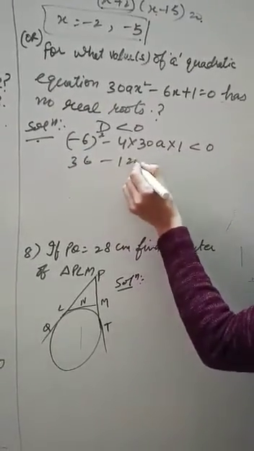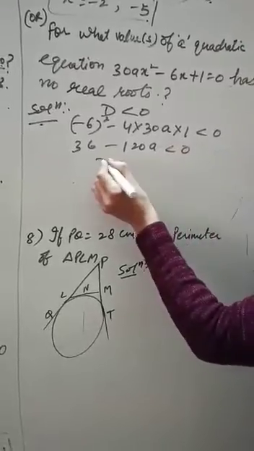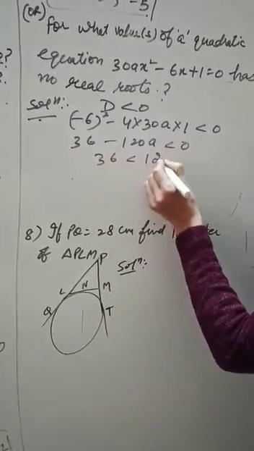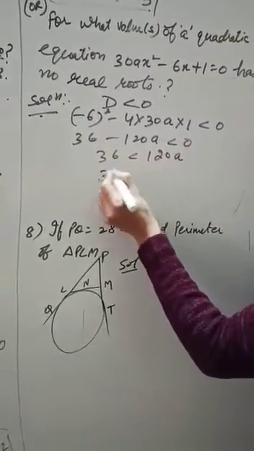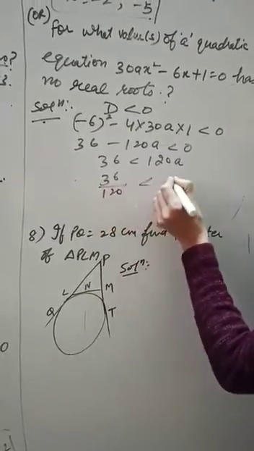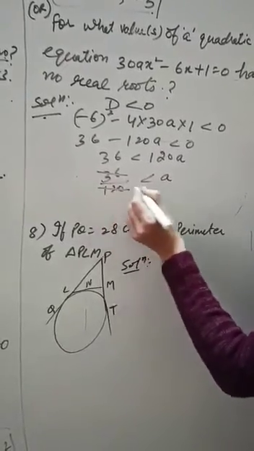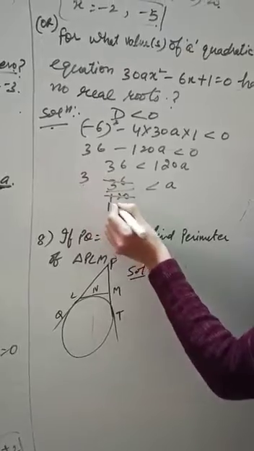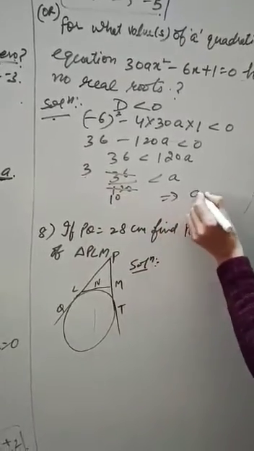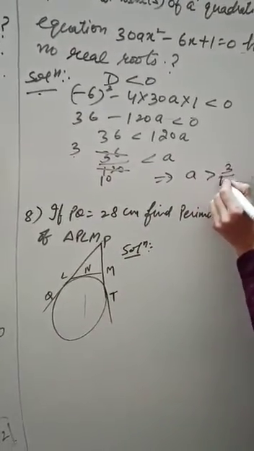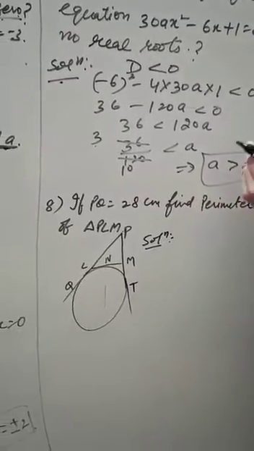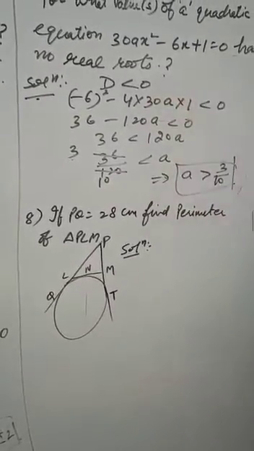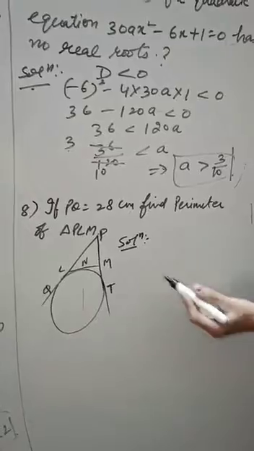36 minus 120a is less than 0. So it makes 36 less than 120a. We can divide both sides by 120, so 36 over 120 is less than a. Here, in the 12 table, it becomes 3 over 10. So we can say a must be greater than 3 by 10. Then there will be no real roots. Okay, so let us see the next one.